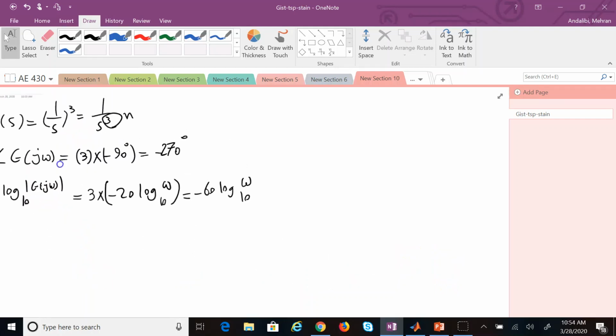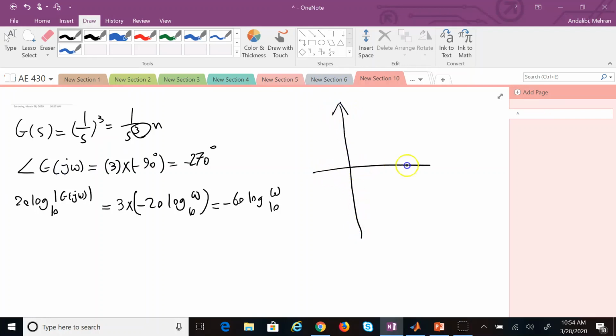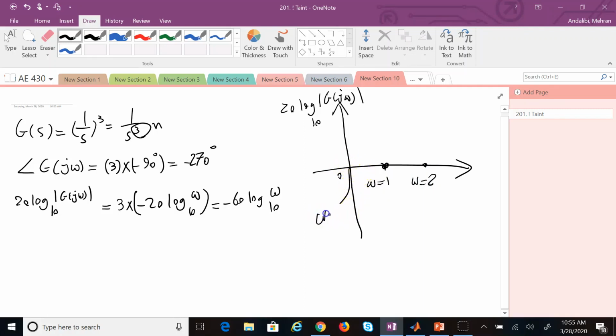So what does it mean in terms of plots? If I plot the magnitude plot, again at 1 it will hit 0, but now instead of the slope of negative 20, it goes to negative 60. So in the next decade, if this is omega equal 1, this is omega equal 10, and this one maybe, I don't go all the way to 0 on the x-axis, let's say it's 0.1.